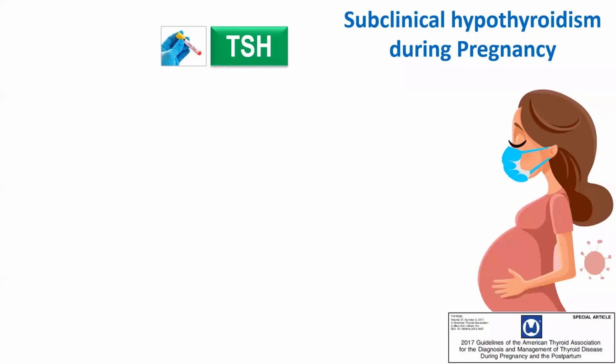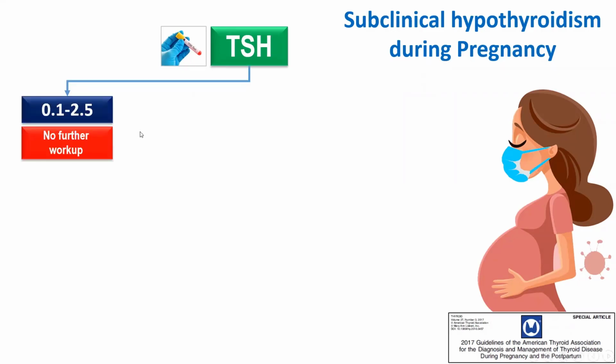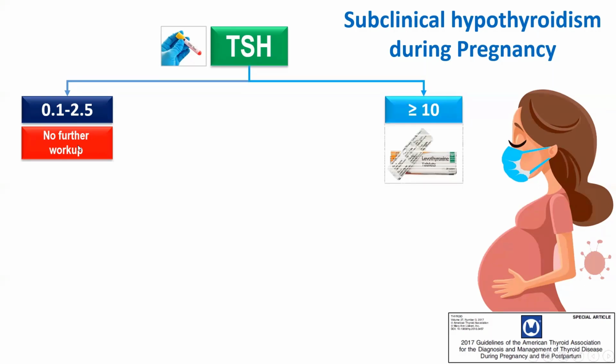So this is a very important algorithm for how to manage subclinical hypothyroidism during pregnancy according to the latest guidelines published by the American Thyroid Association, and it is very practical. How to manage subclinical hypothyroidism if the TSH is less than 2.5? In this situation, no further workup. If the TSH is between 0.1 and 2.5, this is a normal reference range during the first trimester, so no further workup. If the TSH is more than 10, we should treat with levothyroxine. This is for subclinical hypothyroidism during pregnancy.